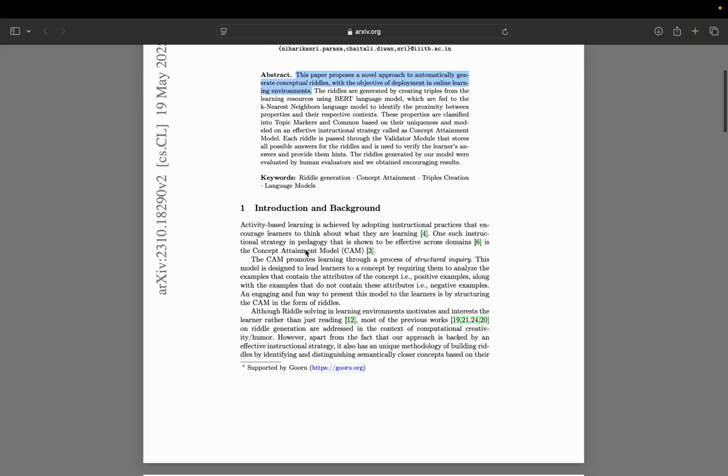This riddle generation engine is based on one instructional strategy in pedagogy which is shown to be effective across domains, which is the concept attainment model. The concept attainment model promotes learning through a process of structured inquiry. This model is designed to lead learners to a concept by requiring them to analyze examples that contain the attributes of the concept against those which do not have them. An engaging and fun way to present this model to the learners is by structuring the CAM in the form of riddles.